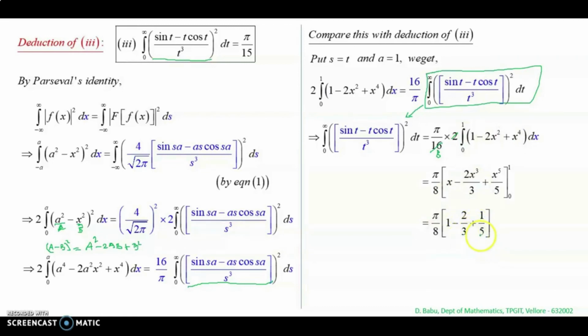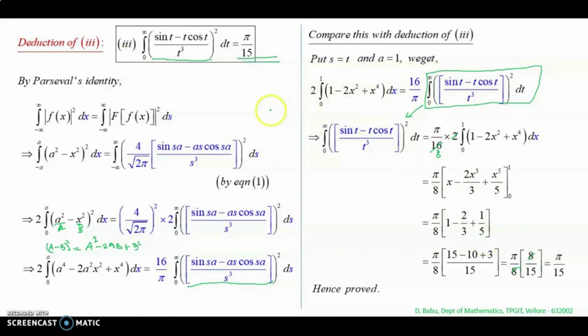Take LCM 15. So 15, minus 2 fives are 10, plus 1 three is 3. So 15 plus 3 is 18, 18 minus 10 is 8. So pi by 8 into 8 by 15. The 8 gets cancelled, which is equal to pi by 15. This proves the result. Hence proved. All the best. Thank you.